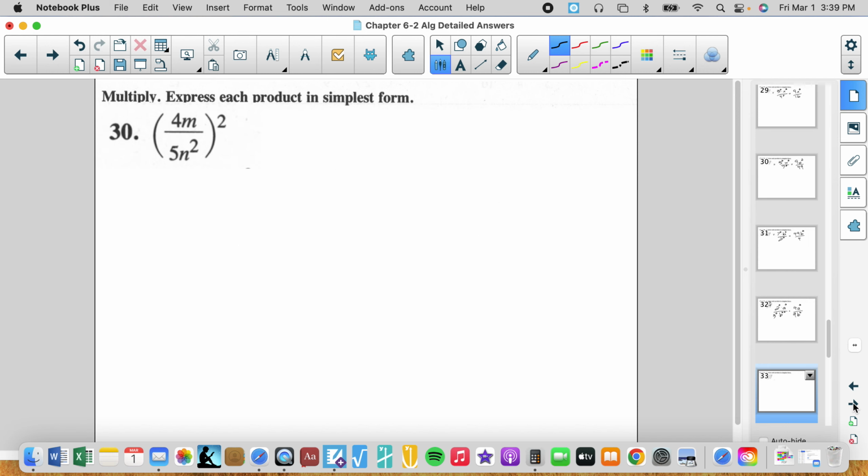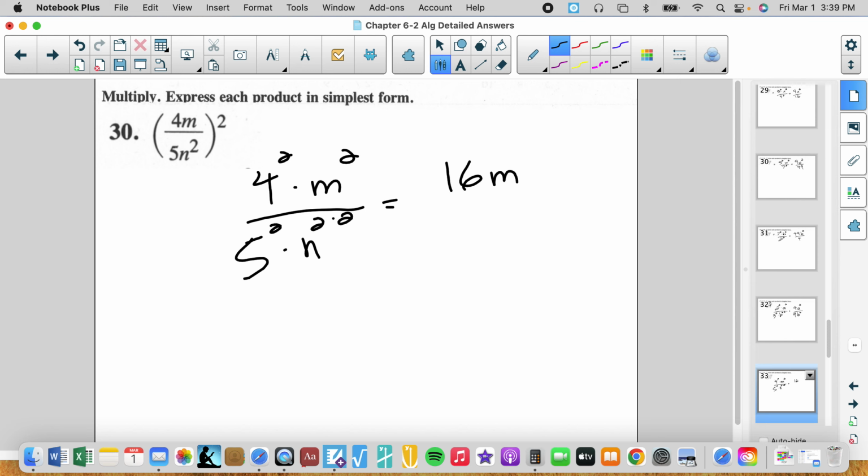Tricky problem there. So 4 squared times m squared over 5 squared times n squared times 2. 16m squared over 25. That's m squared, n to the 4th.